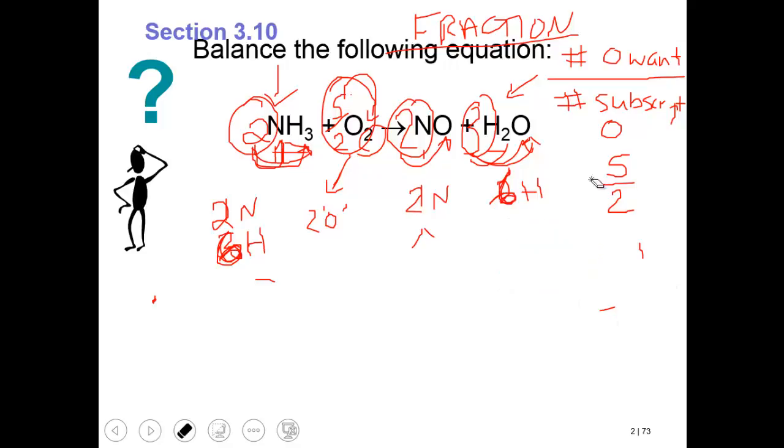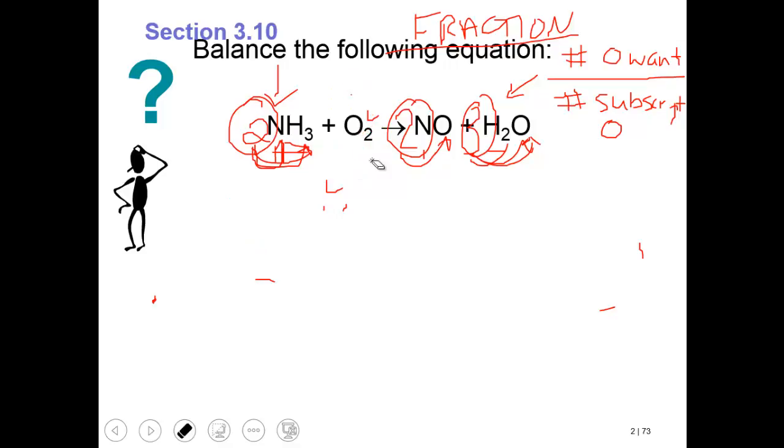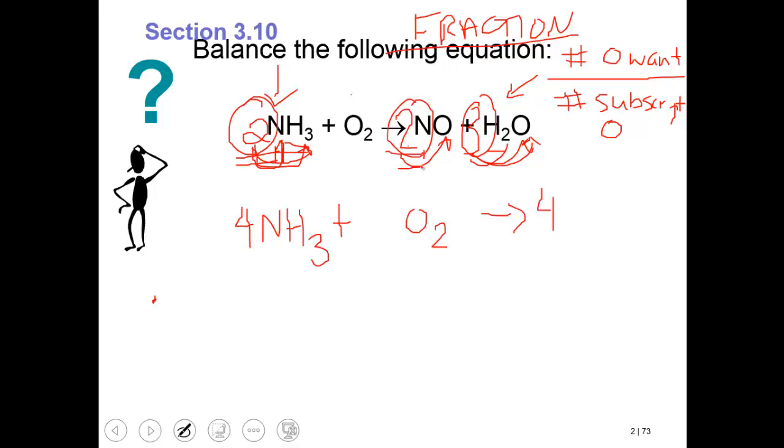Now the other thing you can do is if you hate fractions, which I always did, so let's get rid of that fraction right there. At this point, when you realize that you might need a fraction, what you can do is you can go back and instead of having whatever coefficient you have now, right now we have a 2 and a 2 and a 3, double the amount you have. So instead now have 4 ammonias plus the O2. And we're going to double this, so we're going to have 4 NOs plus 6 waters. So 2 times the 3. So double everything that you have thus far.